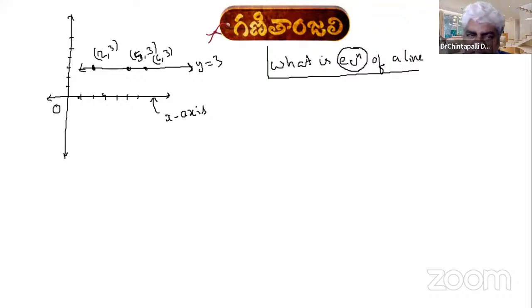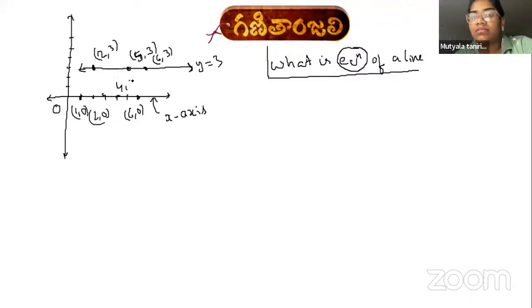To know the equation of x-axis, we should study the coordinates of the points on it. What are the coordinates of this? Coordinates of this point 1, 0. Coordinates of this point 2, 0. Coordinates of this point 3, 0. Coordinates of this point 4, 0. Now tell what is the property of the points on x-axis. Y equals 0. That means equation of x-axis is y is equal to 0.